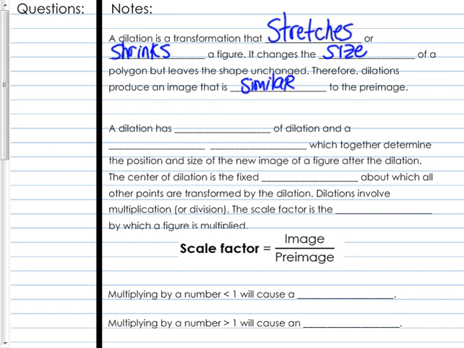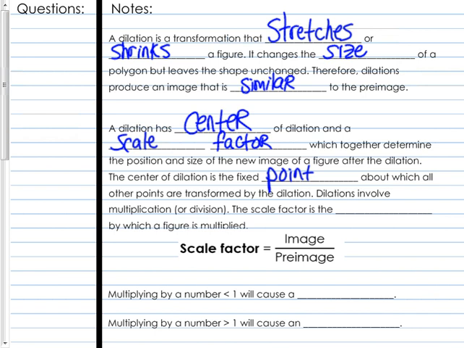A dilation has a center of dilation and a scale factor, which together determine the position and size of the new image of a figure after the dilation. The scale factor determines how large or small the new image is. The center of dilation is the fixed point about which all other points are transformed by the dilation. Fixed point.